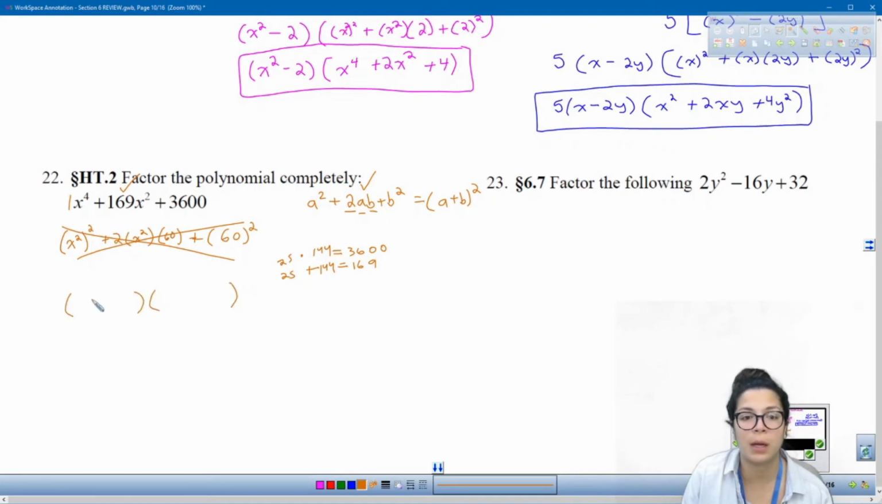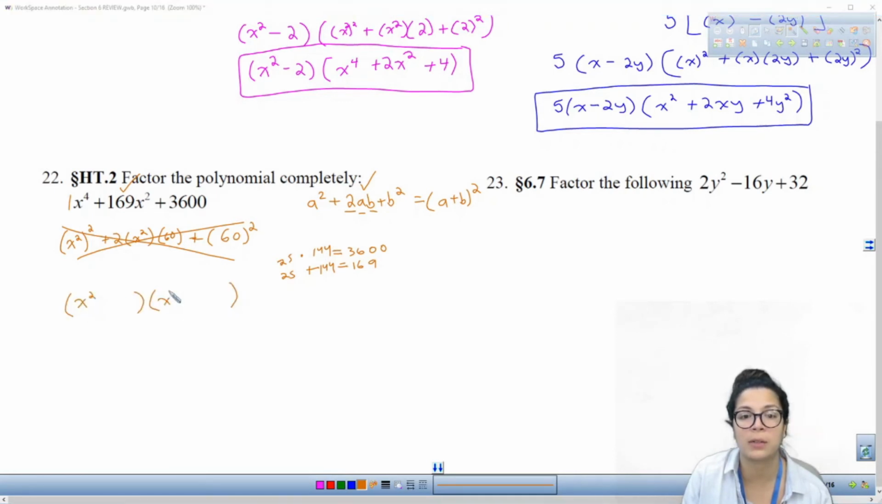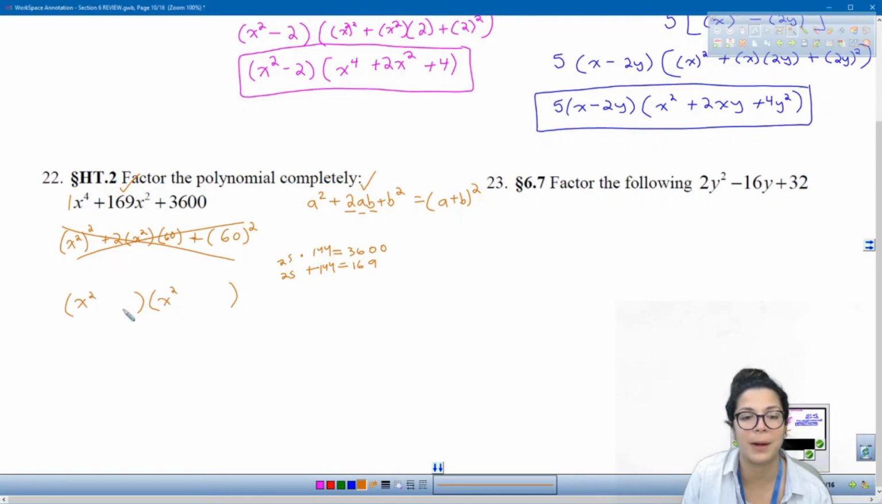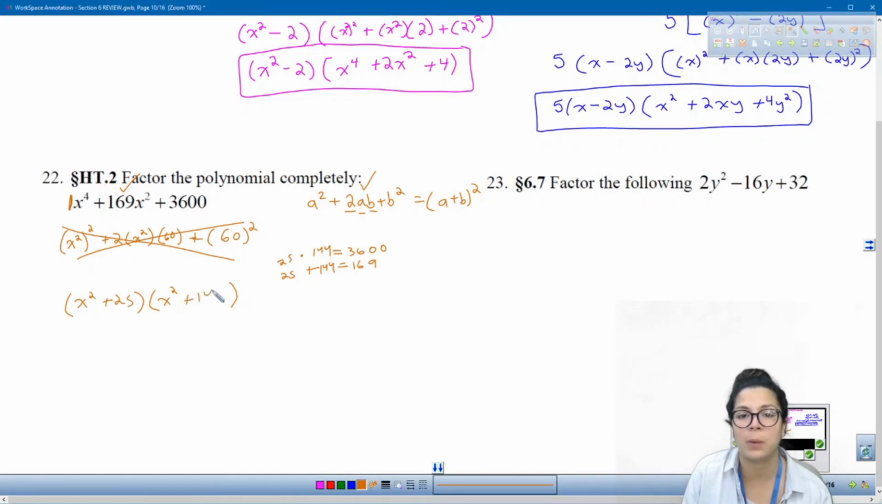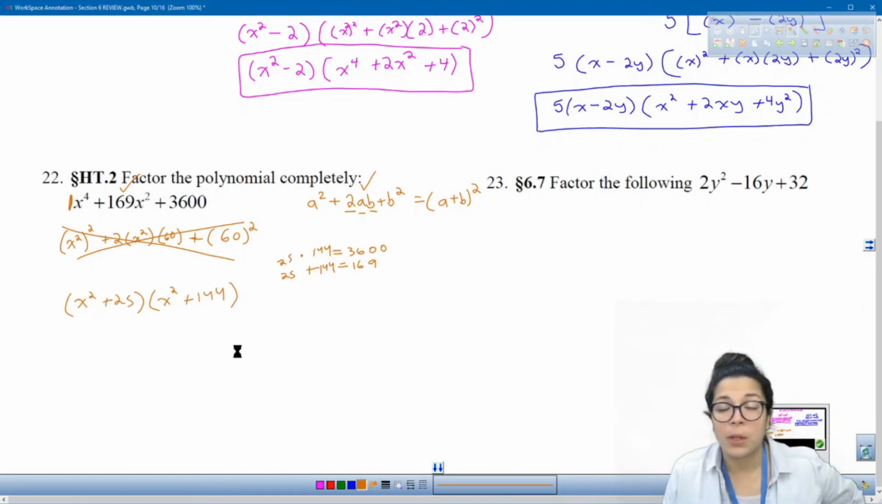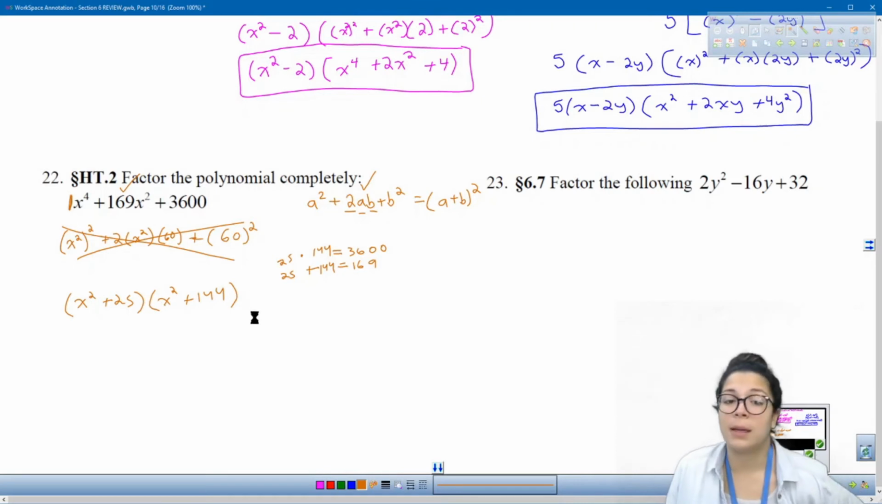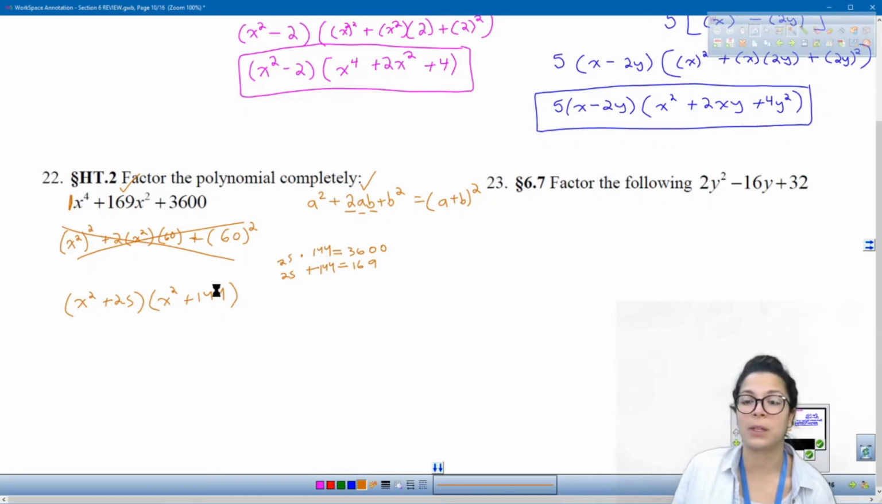So our two here are x squared. That way x squared times x squared is x to the power of 4. But the coefficient is 1, so we could just easily put plus 25 here and then plus 144 here. Now, you're not done. Why are you not done? Because both of these are perfect squares.